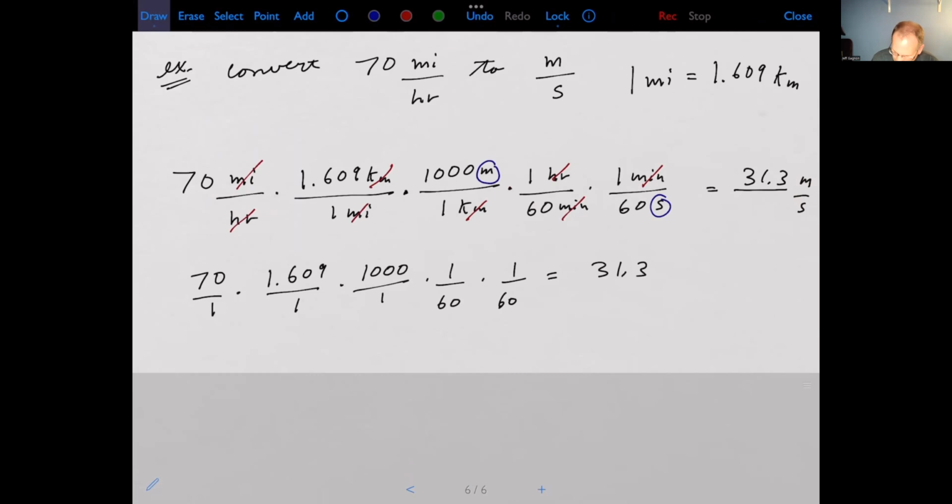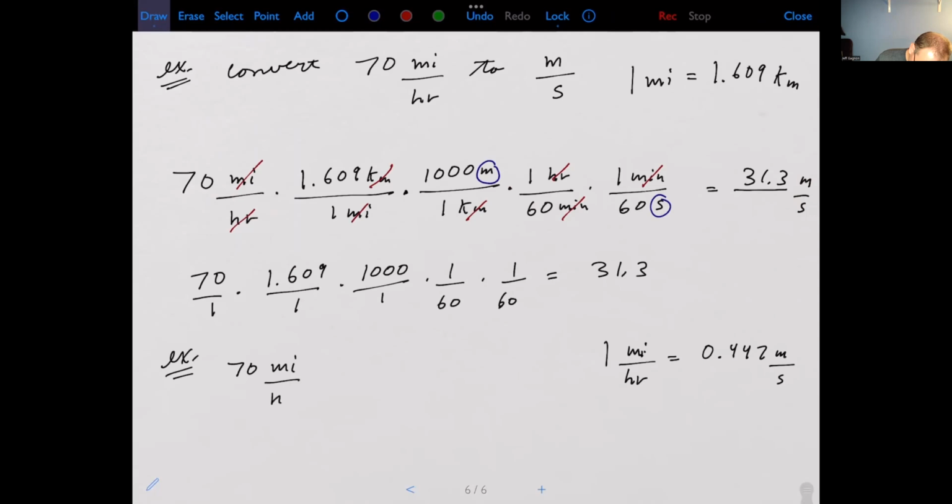Now, again, let's say in your physics book, you looked up the relationship between meters per second and miles per hour. Sometimes they have direct relationships for speeds. And you found that 1 mile per hour was equal to 0.447 meters per second. So if you know that, then you could have done this in one step. If I start with 70 miles per hour and I multiply by, so now I want miles per hour to cancel, that's going to be in the denominator and meters per second in the numerator.